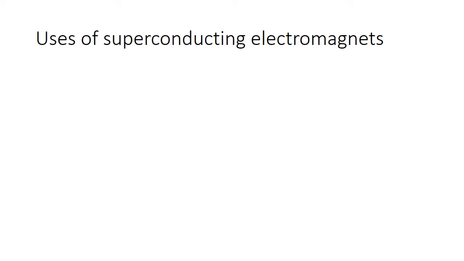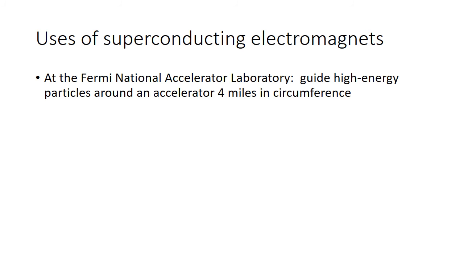So what do we use superconducting electromagnets for? One of the uses for them is in particle accelerators. They can be used to guide the particles around the accelerator. The Fermi National Accelerator Laboratory's particle accelerator is 4 miles around, and they use these magnets to help guide the particles that are being shot through the particle accelerator.